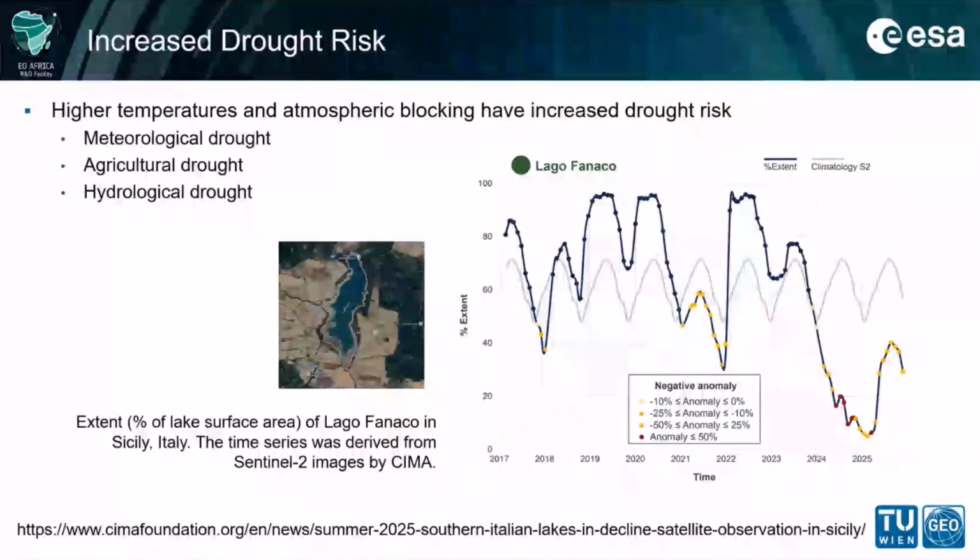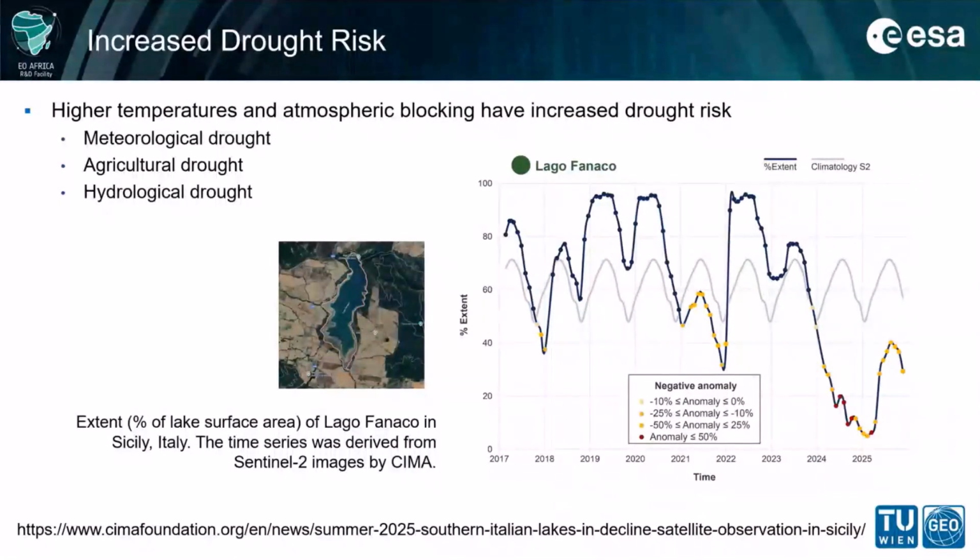At the same time as having an increased flood risk, we see an increased drought risk. That's stemming from the fact that increasing temperatures lead to increased evapotranspiration. Plus, what we're seeing is that atmospheric patterns have been changing. For example, in Europe, we have been seeing atmospheric blocking that has led to longer duration of certain weather patterns, which have then led to drought scenarios.